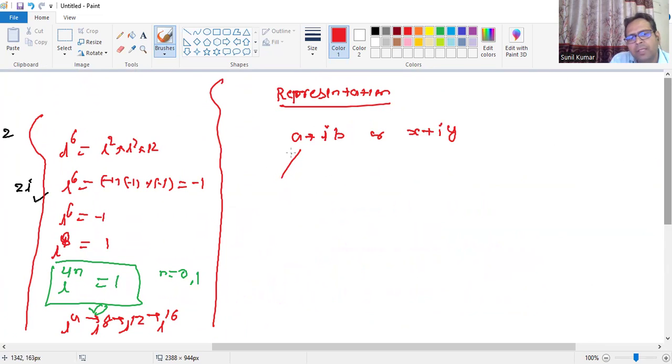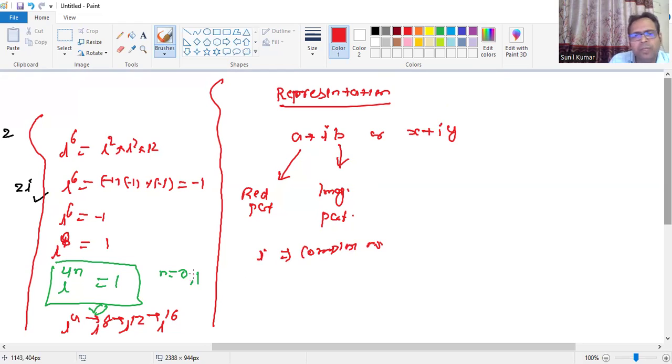So a we can say is the real part, and b is the imaginary part. Okay, and iota is the complex number. You know, this is nothing but a complex number. Iota is a complex number. Know that.